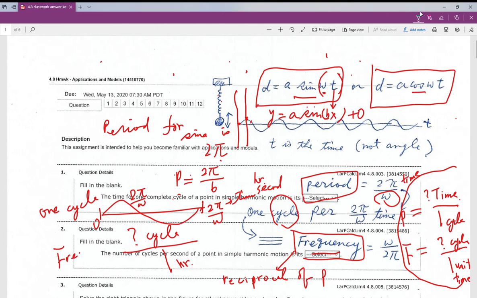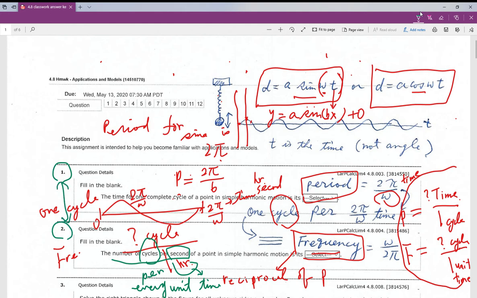Okay. Now, number 2, the number of cycles per second or per hour. It means, per means every unit. And right now we are talking about the time. Okay, so for every 1 hour or every 1 second, how many cycles may we have? Then this is called frequency. So number 1 and number 2, they are just reciprocals.